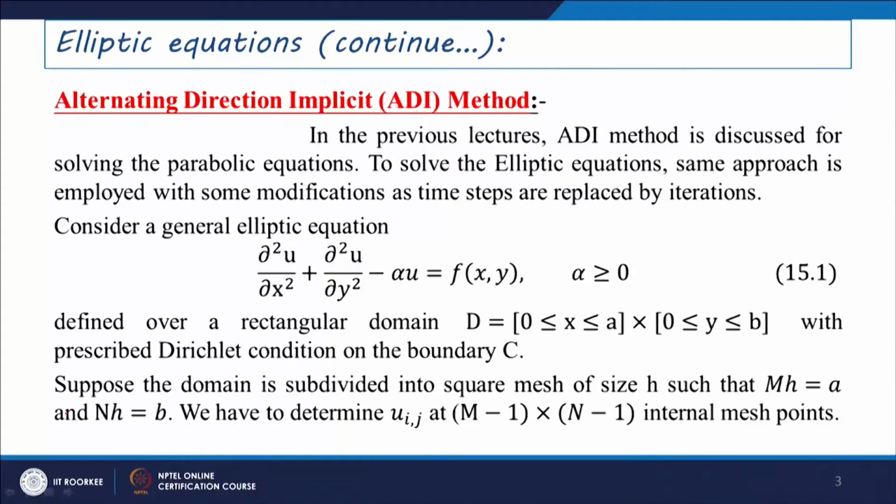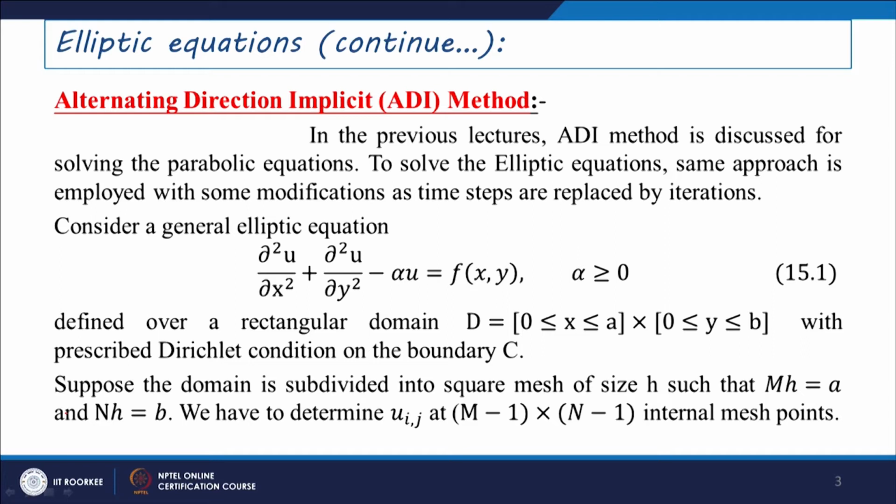There we considered the direction of x movement in the n plus 1 step, and then the y direction movement in the n plus 2 step. Then further we considered x in the n plus 2 step and y in the n plus 3 step. So, likewise we combine the steps for calculation of values or variables at different points. In this method, if we want to solve elliptic equations, the same approach can be employed with some modifications, as time steps are replaced by iterations here.